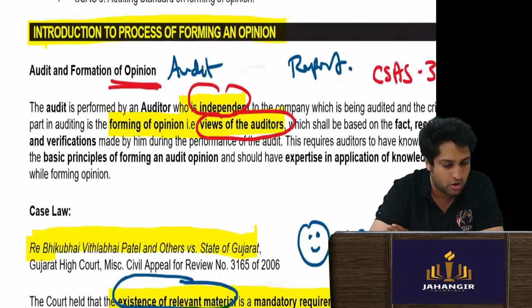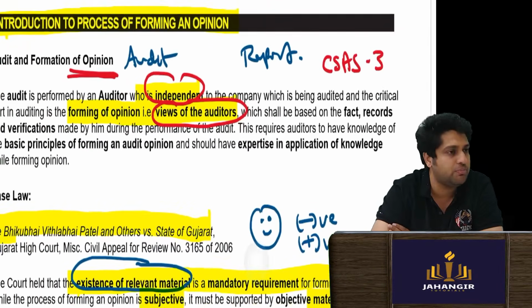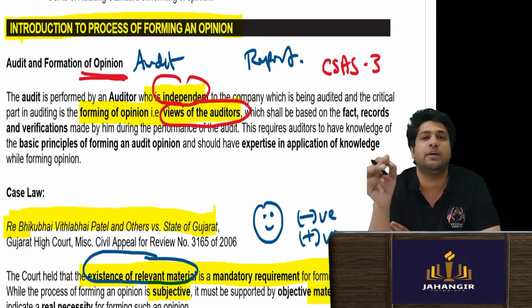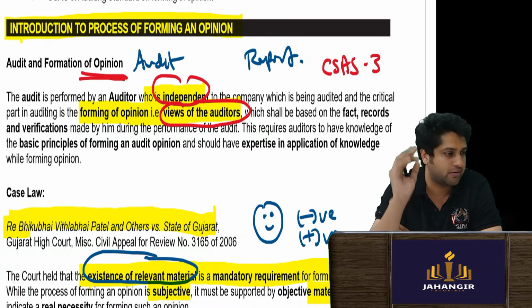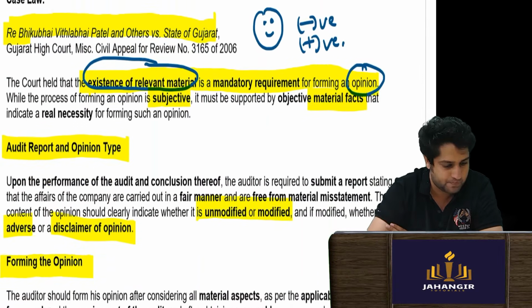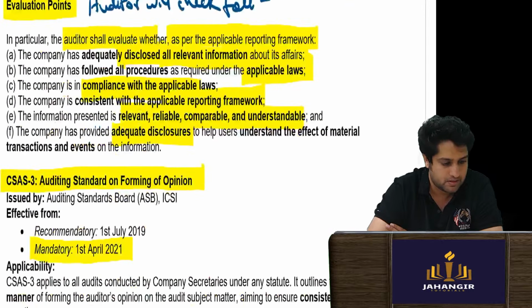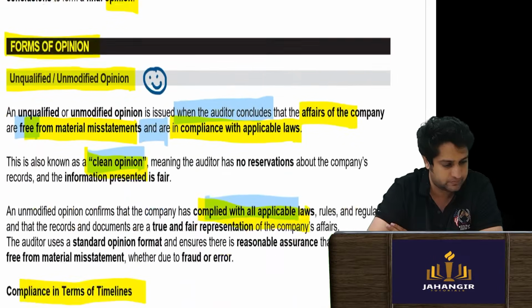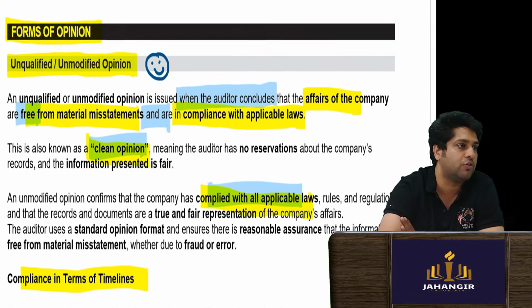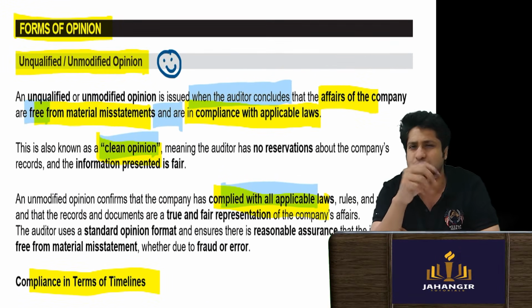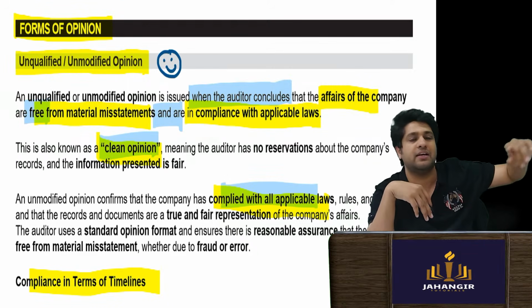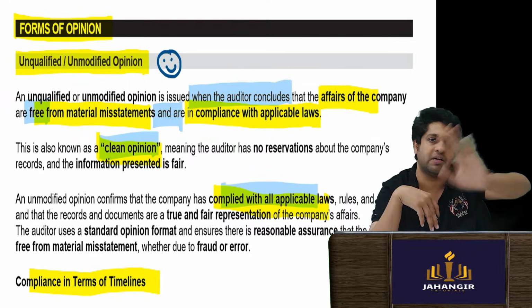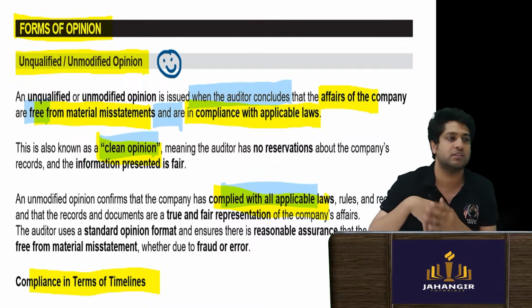Now, audit opinion. What do you mean by the audit opinion? Audit opinion is a view of the auditor, right? Now all the points, CAAS 3 is covered. Now forms of audit opinion. Whenever they ask you a question, you can always interlink it with CAAS 2, that on the basis of the evidence the CAAS 3 opinion is given.